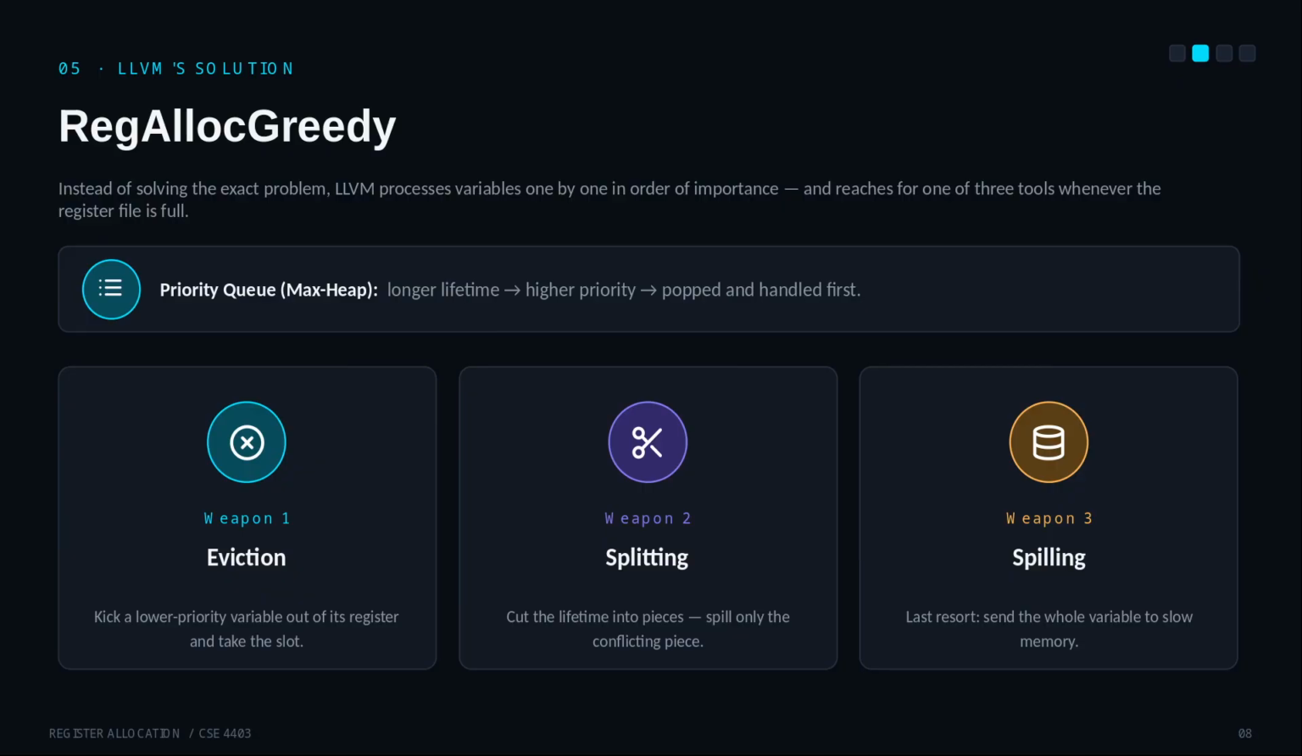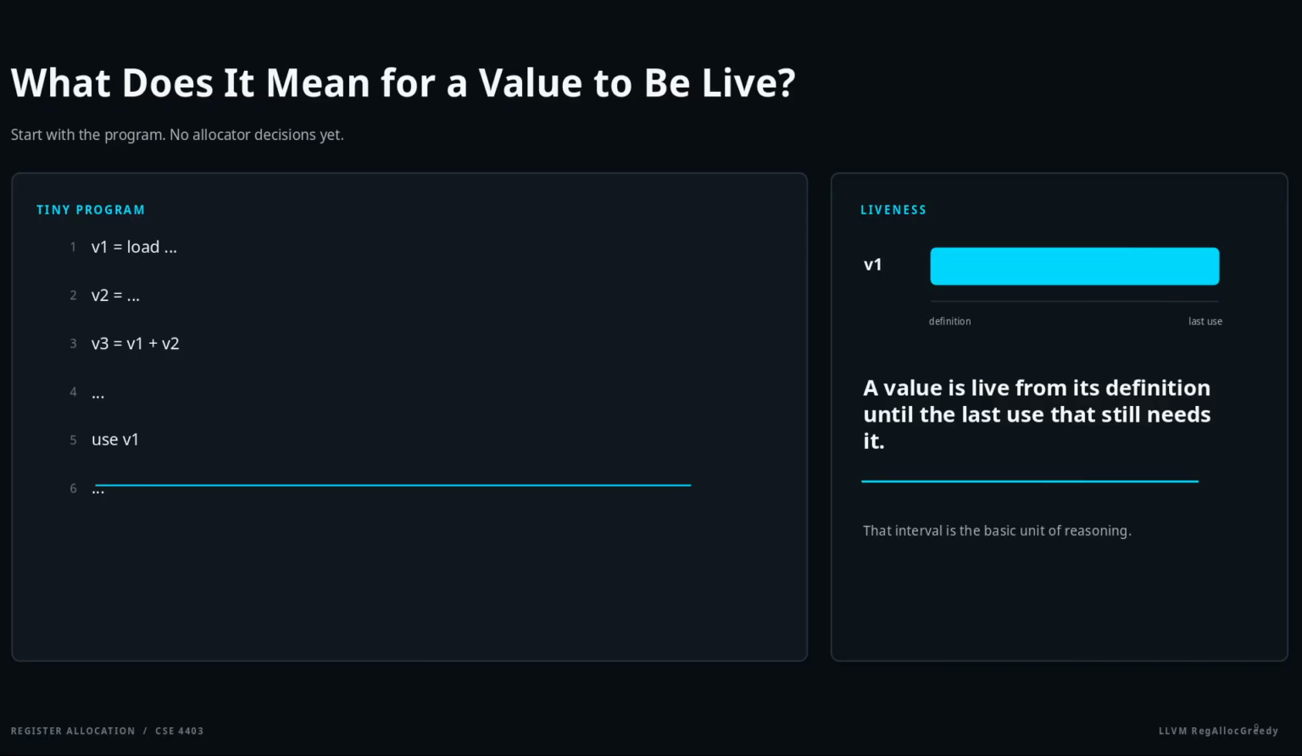So what is the LLVM solution for this? LLVM has a greedy solution named RegAlloc Greedy. It uses a max heap and the variables' lifetimes. The longer the variable's lifetime is, the higher the priority, and it also uses strategies like eviction, splitting, and spilling inside to give us the full algorithm.